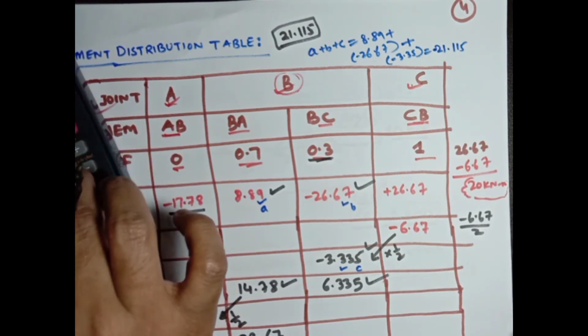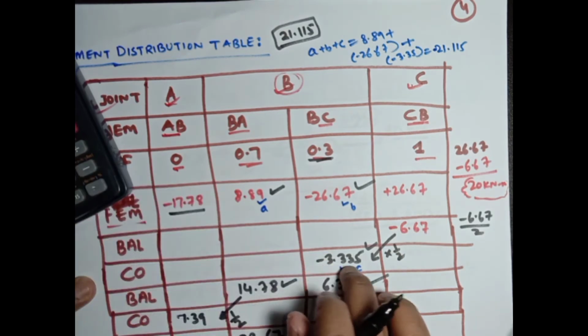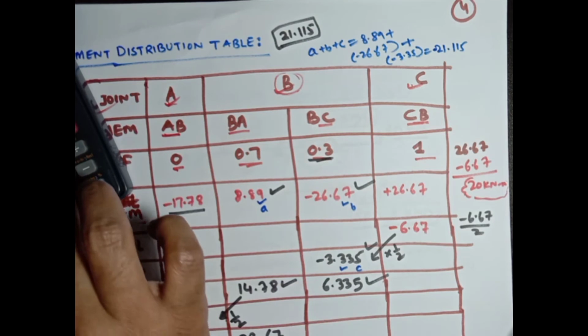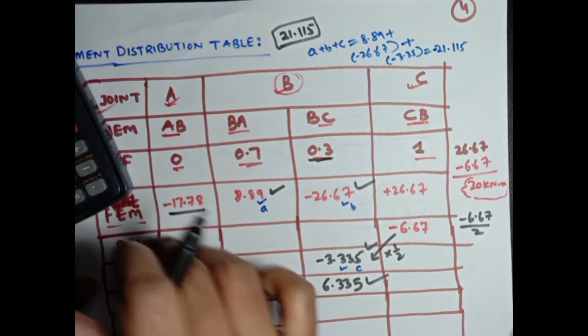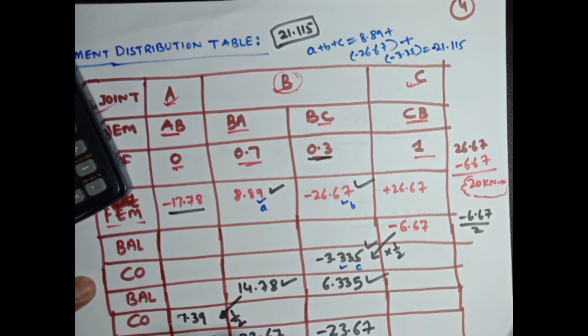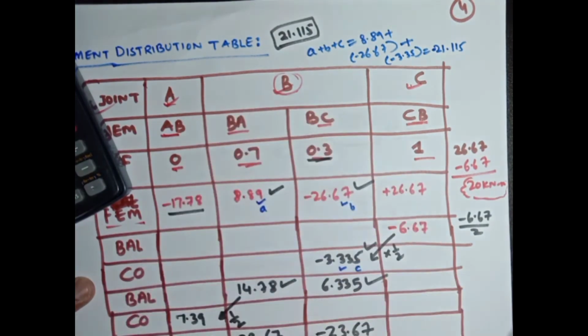Now let's see, minus 26.67 minus 3.335 and adding 6.335, we will be getting the same value, minus 23.67. Here the two moments have been added to make this joint having moment 0. 23.67 plus minus 23.67 will be giving a value of 0.